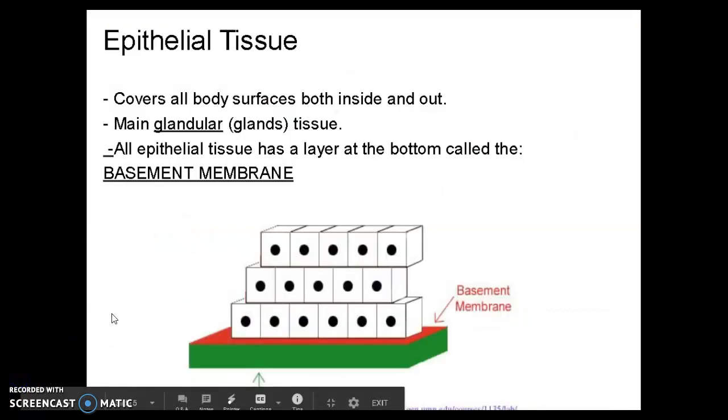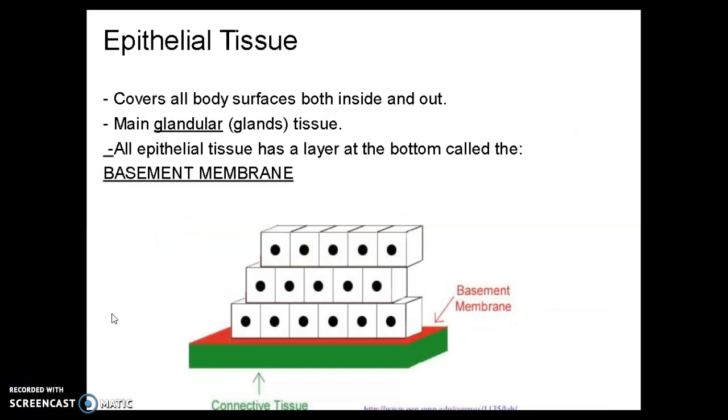So all of these hollow openings are going to be lined with epithelial tissue. So epithelial tissue covers all body surfaces, both inside and out. It is the main glandular tissue, which makes up your glands. So your sweat glands, your salivary glands, all the glands in your pancreas and in your liver have epithelial tissue.